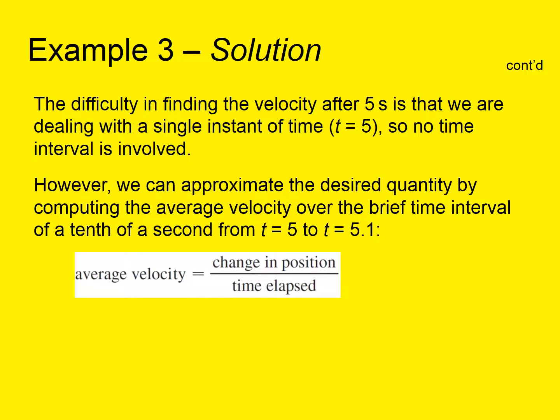However, we can approximate the desired quantity by computing the average velocity over a brief time interval of 1/10 of a second from t equals 5 to t equals 5.1. So we can't quite get it at the instant that t equals 5, right exactly at that 5-second mark, but we can again start to approximate. Average velocity is change in position, in other words distance, divided by time elapsed. Okay, we know that, right?